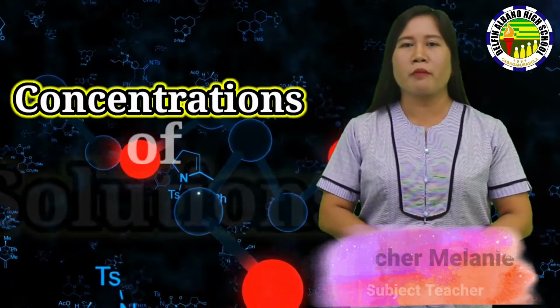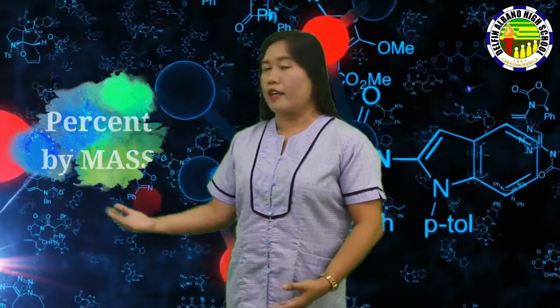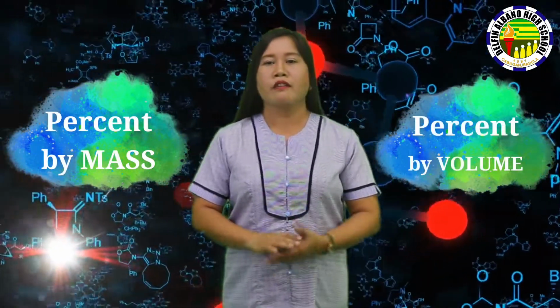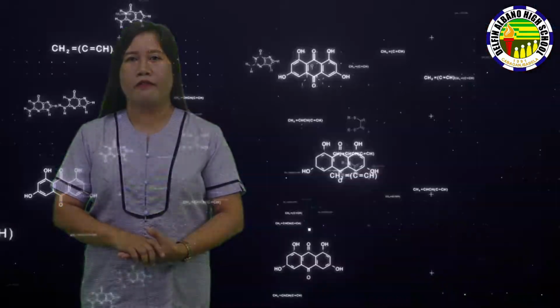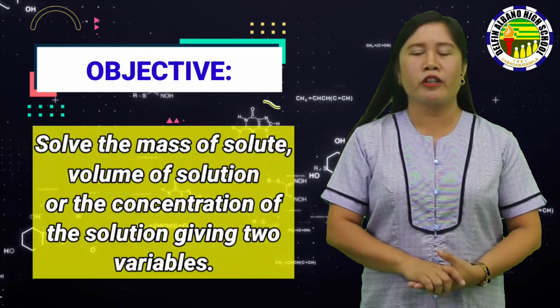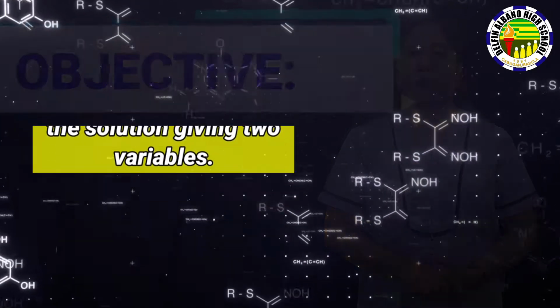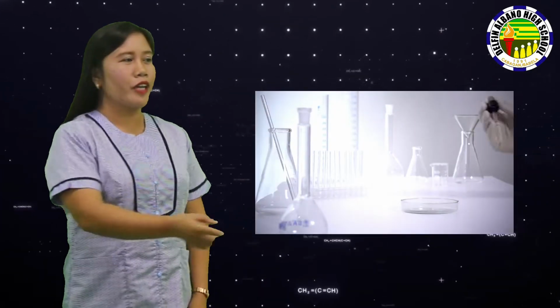We're going to talk about concentration of solutions. In this lesson, we will focus mainly on how to get percent by mass and percent by volume. These are the two things that we're going to tackle. Significantly, we should be able to achieve this objective: solve the mass of solute, volume of solution, or the concentration of the solution, given two variables. So, let's get acquainted with them.